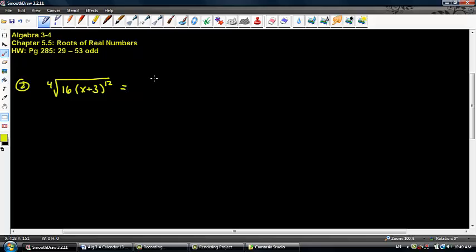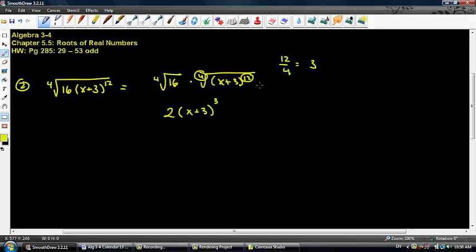All right, so what I'm going to do is I'm going to take each of these individually. The fourth root of 16, and then times the fourth root of (x plus 3) to the 12th power. Well, the fourth root of 16, that's easy. That's 2. Well, the fourth root of (x plus 3) to the 12th power, I'm going to take my exponent and my root and divide them. What I get is 3, so I get a total of 2 times (x plus 3) to the third power. Now remember, I have an odd power resulting, which means that I need to put my x plus 3 in absolute value bars to ensure that the answer was positive from the beginning.